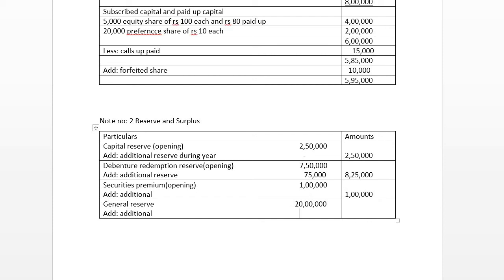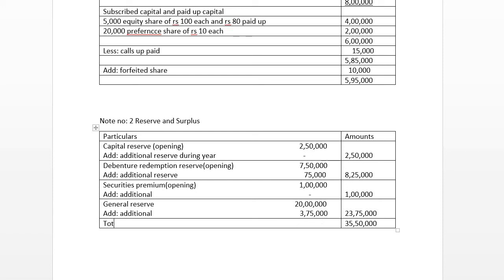Assume that it is 3,75,000. When we make the total of it, we will get 23,75,000 as the amount of general reserve. When we add all these kinds of reserves together, at the end when we make a total, 35,50,000 is the amount of reserve.